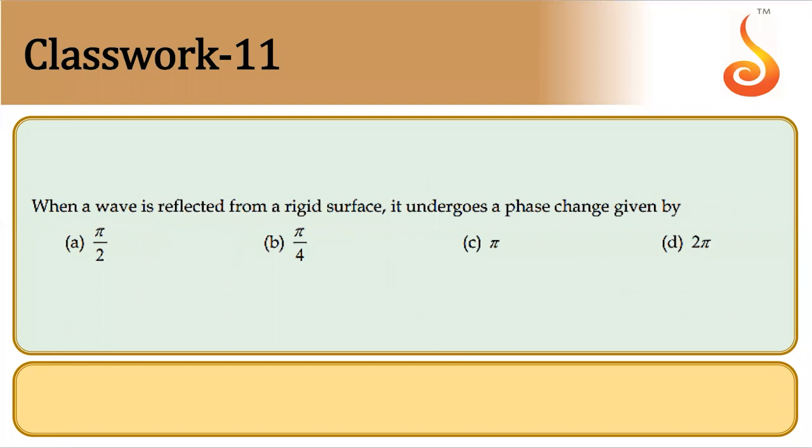When a wave is reflected from a rigid surface, it undergoes a phase change of pi by 2, pi by 4, pi, or 2 pi? See, for reflection of a wave, there are two cases. If the surface which is reflecting is rigid, or if it is non-rigid, then phase change is equal to 0.